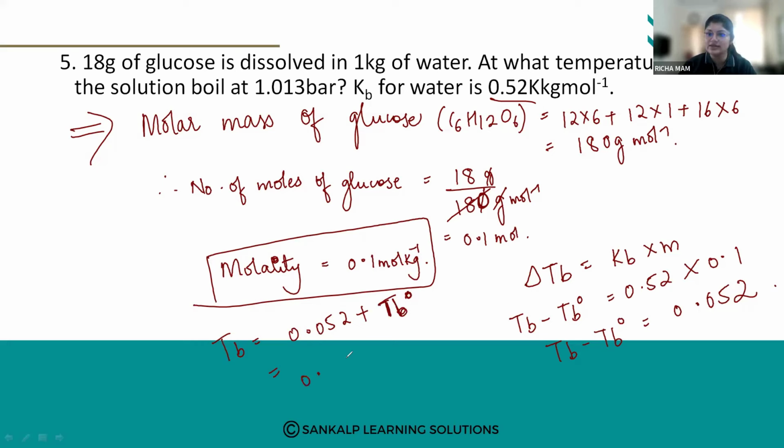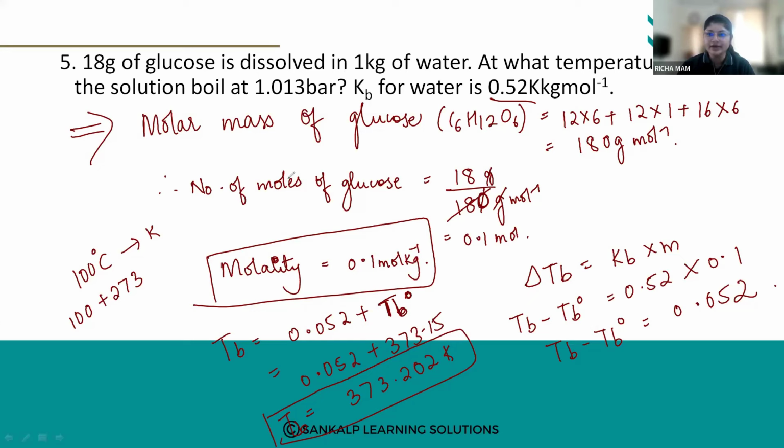Yes. Okay. So this should be the answer. Let me check one more time. 373.15 plus 0.052 is 373.202 Kelvin. So this is the temperature of the solution at which it will boil. Is it clear? Yes. So like this, the question can be asked. By using the formulas, we have to find out the given things. Is it clear? Yes?